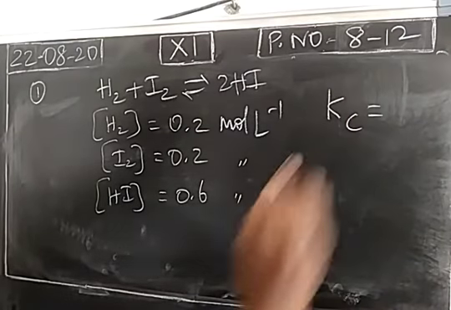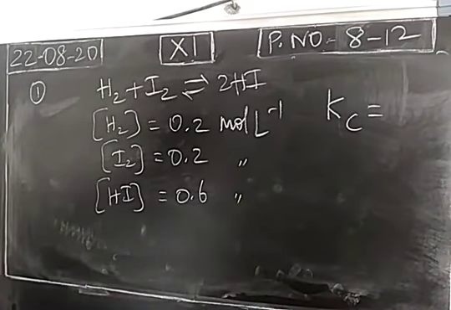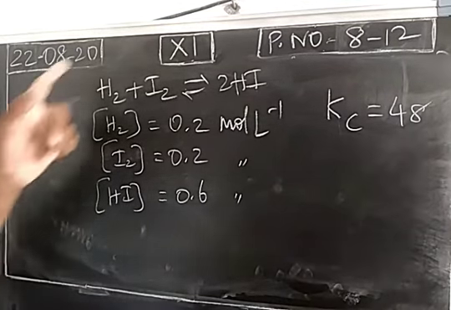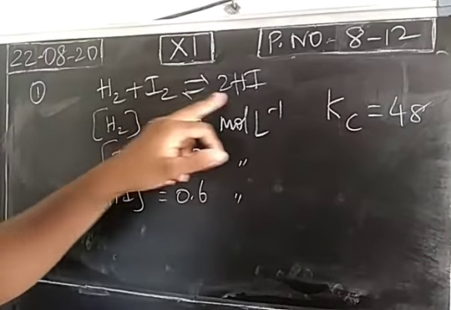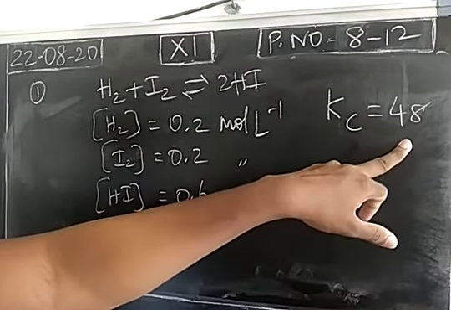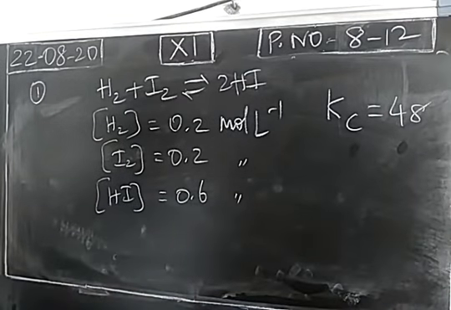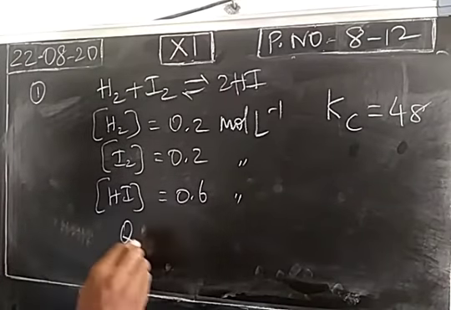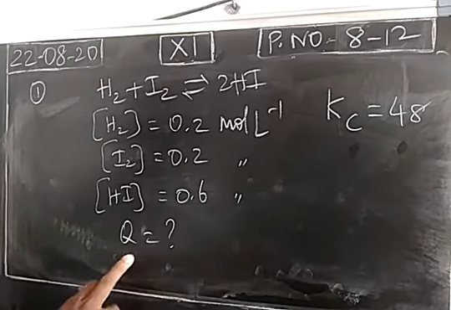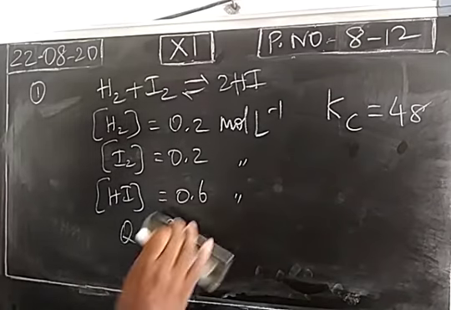Next, the equilibrium constant Kc value is given. Kc is 48 at 717 Kelvin. Now the question is, you have to predict the direction of the reaction. So an equilibrium reaction is given, and the equilibrium constant is 48 at 717 Kelvin. Concentration of reactants as well as product is given. Under non-equilibrium condition, you just calculate Q value. Q value is not given. Calculate Q value, relate it with Kc, and you can predict the direction of the reaction.